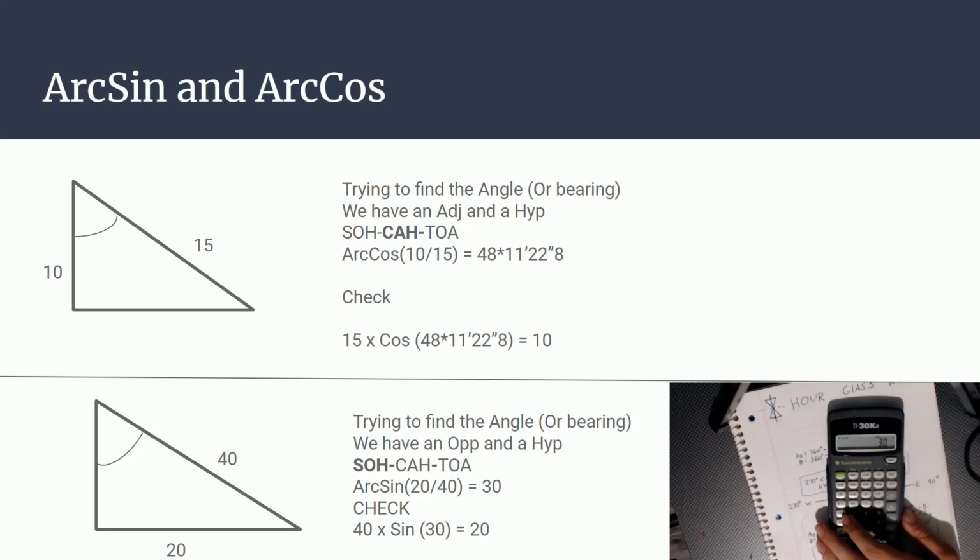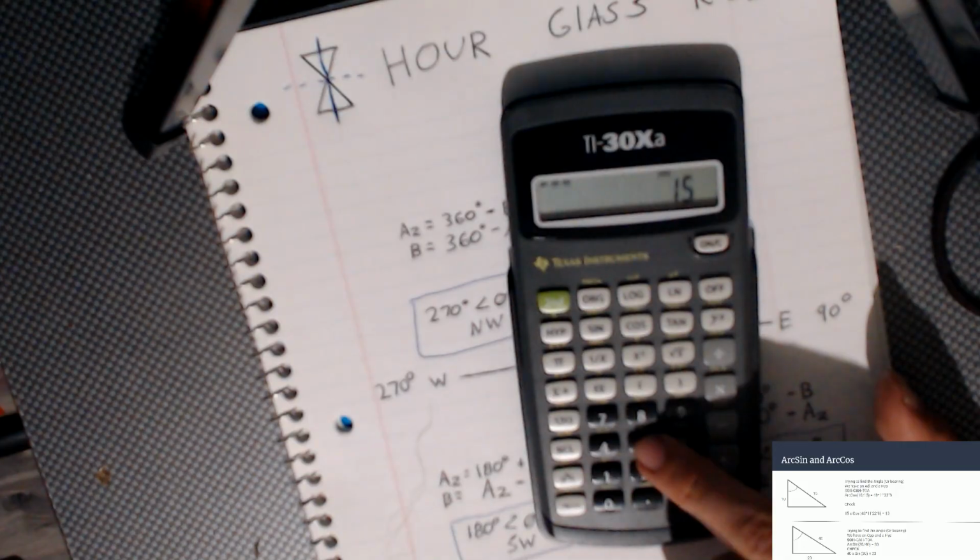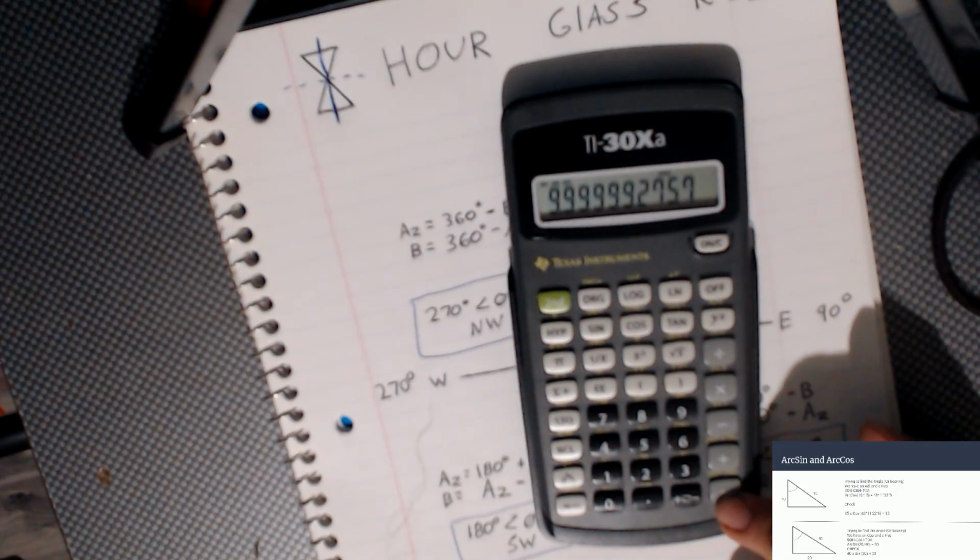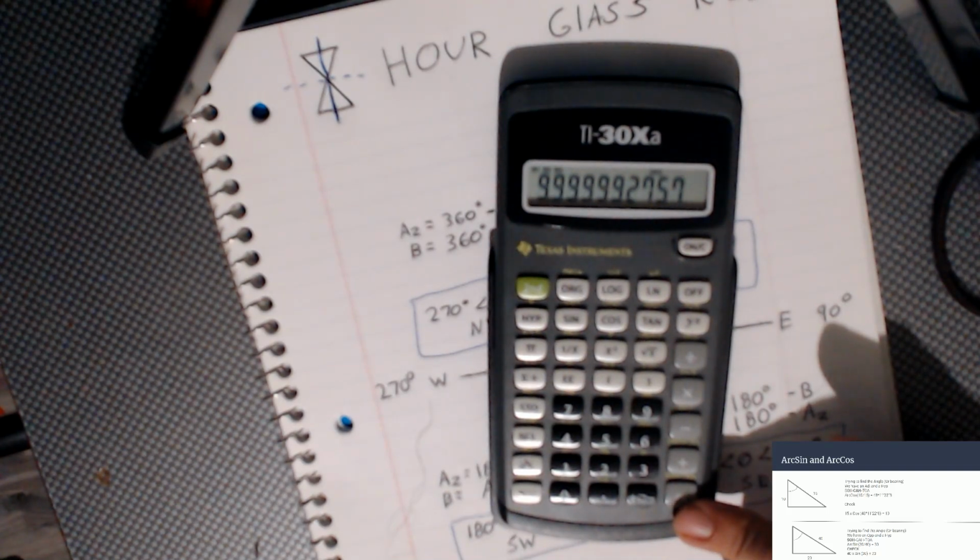And we can check both of these by just putting it into the standard variation. So 48.11, I'm just going to call it 23 for rounding. Change that to decimal degrees. Throw that into a cosine. Times it by 15. And if we did this correctly, it should pop up to 10 or pretty dang close to 10. And this is pretty much close to 10, so that proves that this is right.